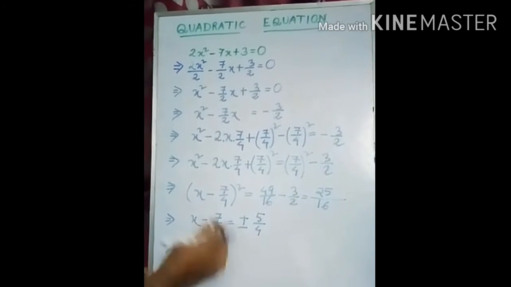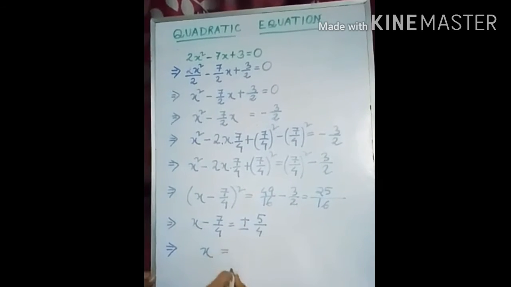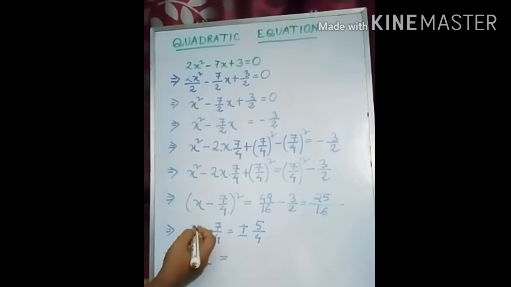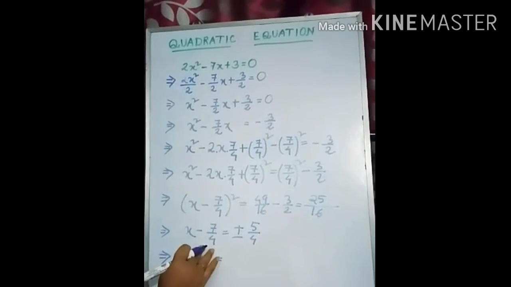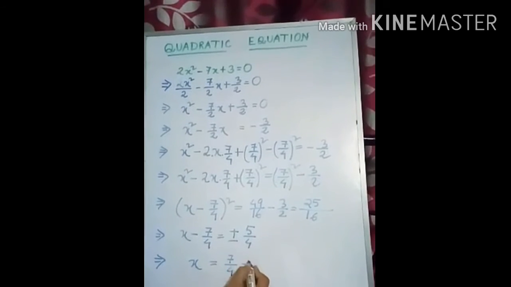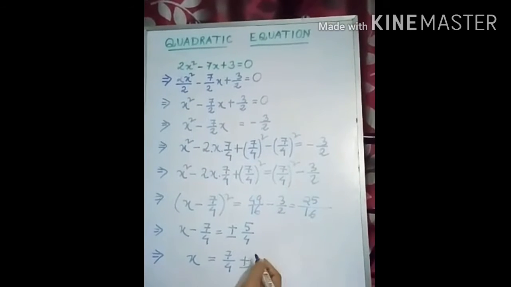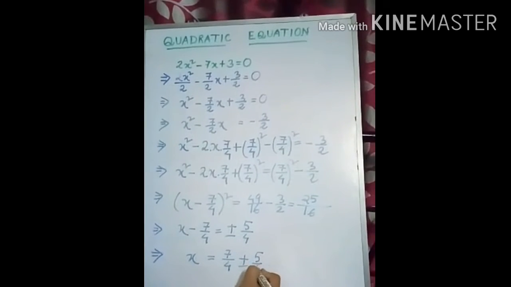Now, okay, you understand? Now x is equal to how much? X is equal to, I am getting here x minus 7 by 4. So 7 by 4 minus 7 by 4 I will bring on that side. So it will be 7 by 4 plus minus. I think you understand why plus minus is written. Then 5 by 4.